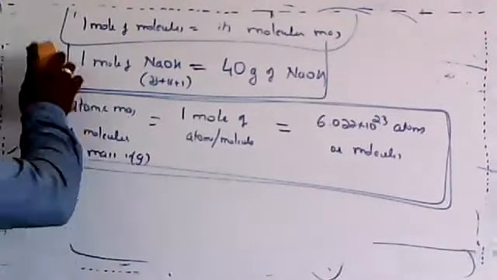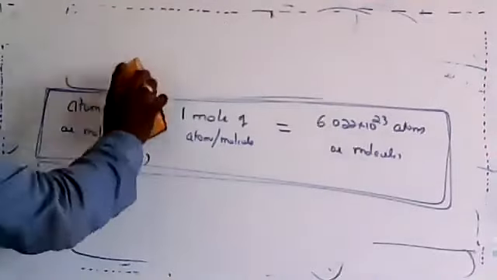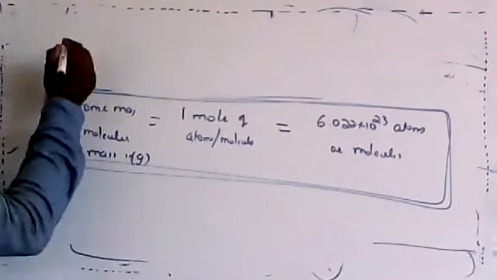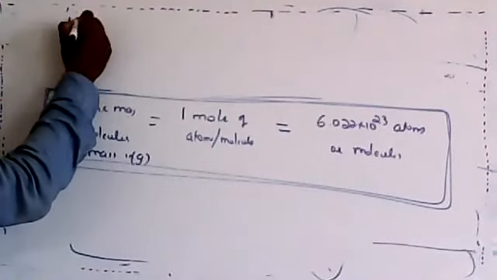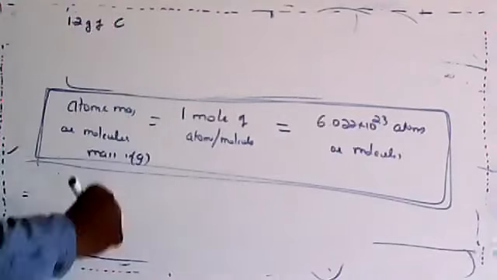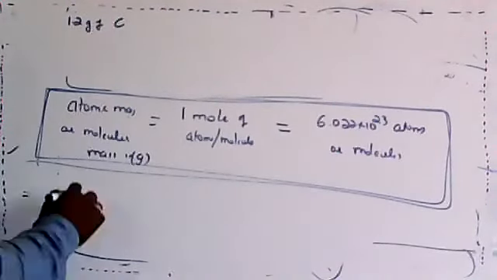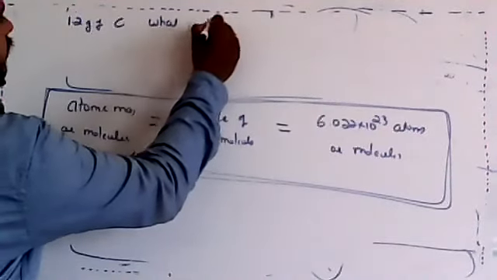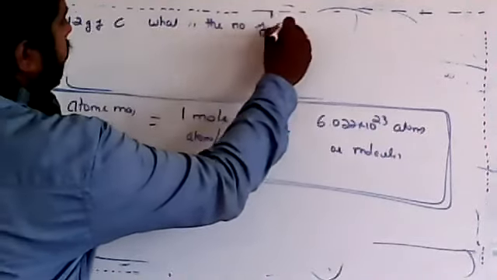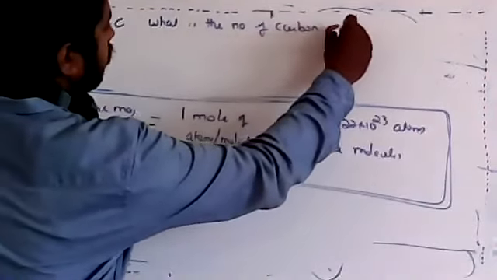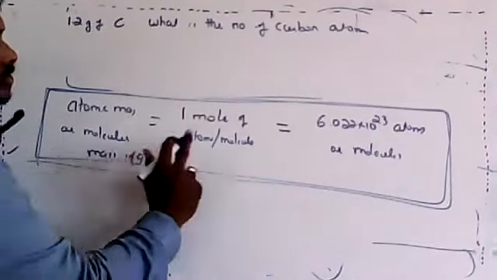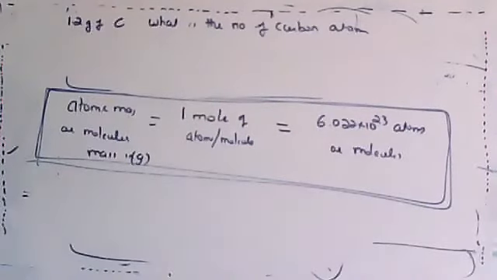Let me solve this now. To clear your doubt, let me take one example. If I give you 1.2 grams of carbon, and the question is, in 1.2 grams of carbon, what is the number of carbon atoms? Let me tell you how to use this formula to calculate this directly.